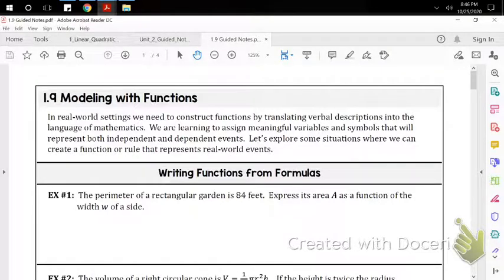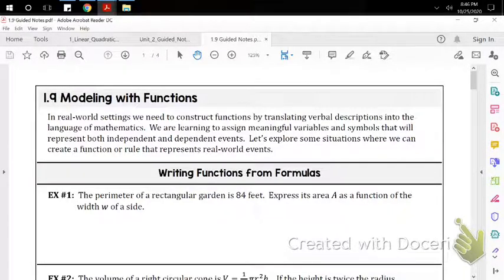1.9 talks about modeling with functions. It says in real-world settings, we need to construct functions by translating verbal descriptions into the language of mathematics. We're learning to assign meaningful variables and symbols that will represent both independent and dependent events. Let's explore some situations where we can create a function or rule that represents real-world events.